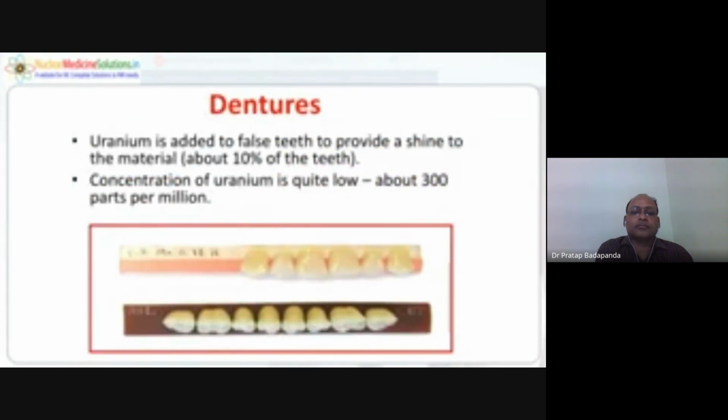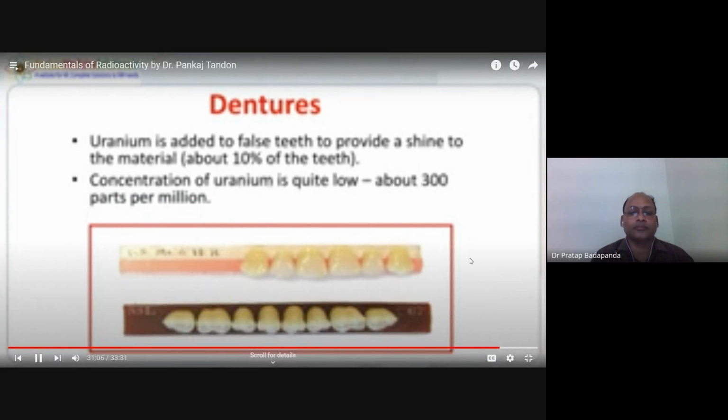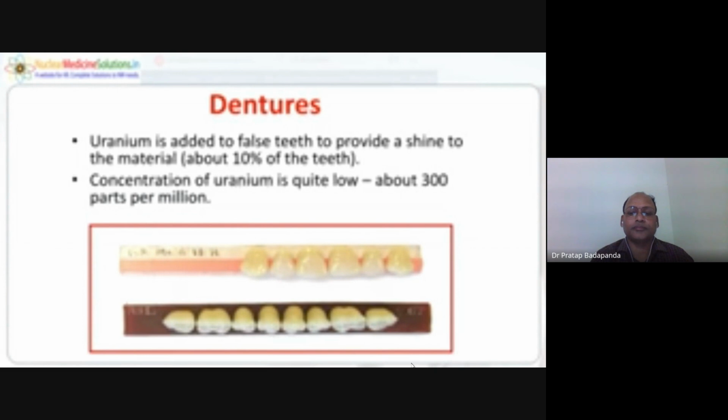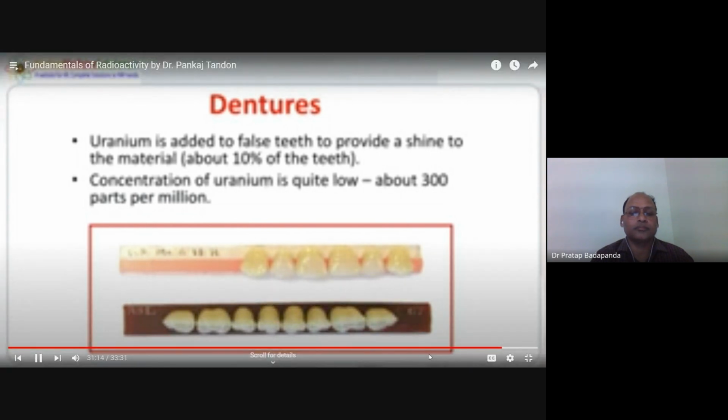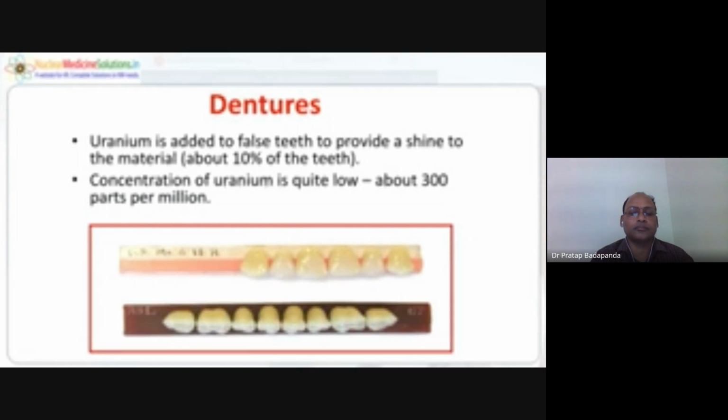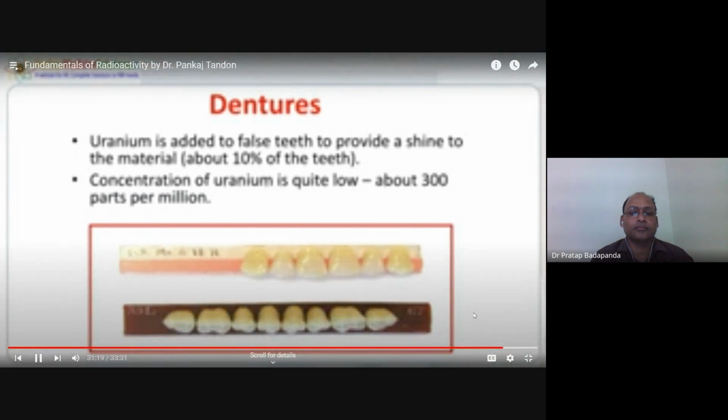Dentures, initially, also used it. This is very well given in the literature, that a very small amount, a quite low concentration, was used, but now we have stopped because of the harmful effects. It means to say that there are uses in every application. Radiations are there in many places, but in some places we have to stop, like dial painting, in dentures, etc.